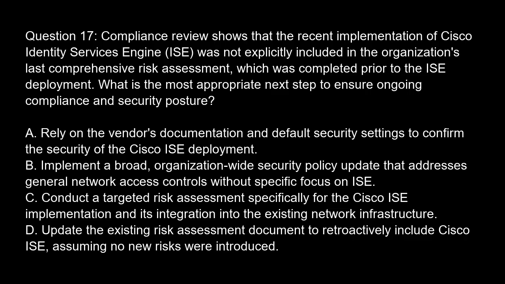Option A. Rely on the vendor's documentation and default security setting to confirm the security of the Cisco ISE deployment. Option B. Implement a broad, organization-wide security policy update that addresses general network access controls without specific focus on ISE. Option C. Conduct a targeted risk assessment specifically for the Cisco ISE implementation and its integration into the existing network infrastructure. Option D. Update the existing risk assessment document to retroactively include Cisco ISE, assuming no new risks were introduced.